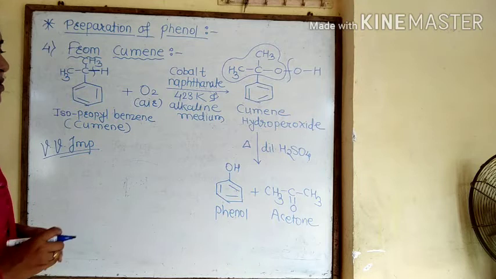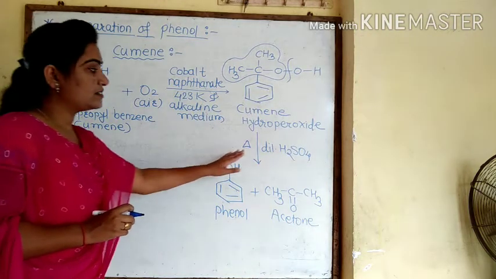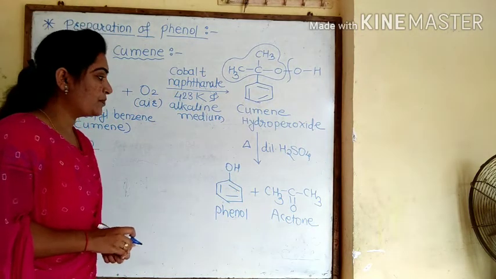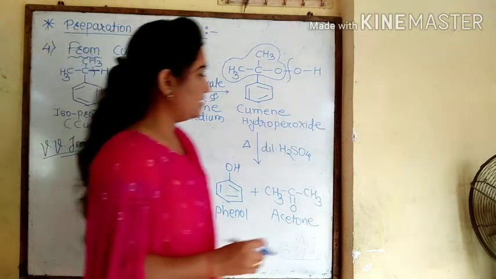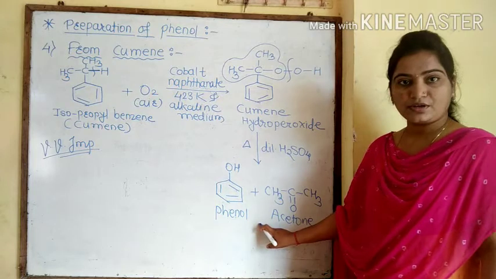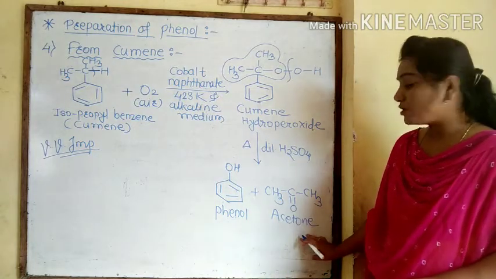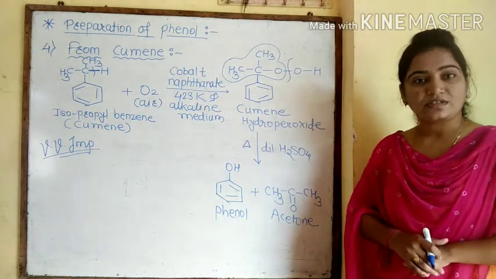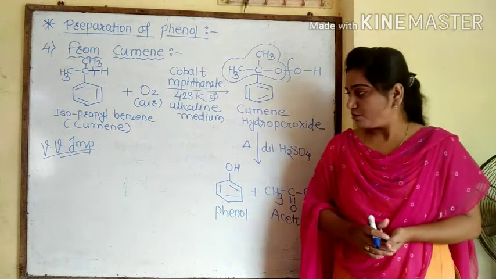That cumene hydroperoxide, when it reacts with dilute H2SO4 and simply on heating, so here formation of phenol, that phenol molecule is formed here with the loss of acetone. CH3COCH3 acetone molecule is removed here.